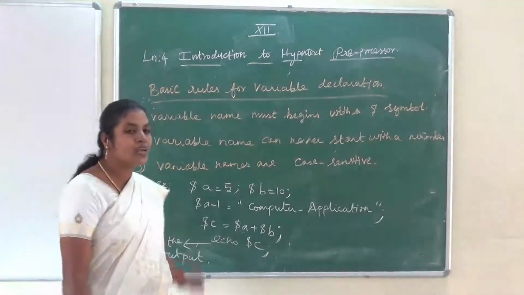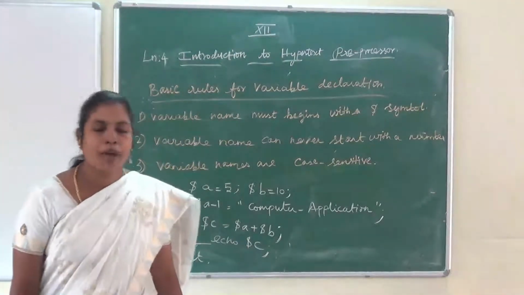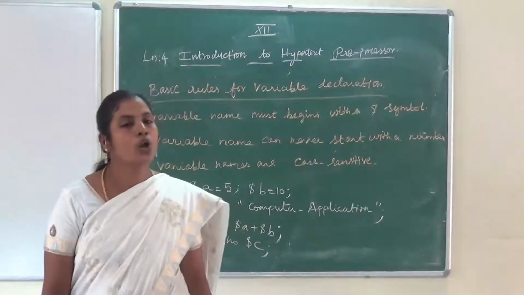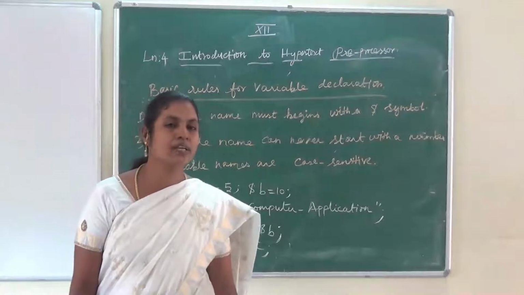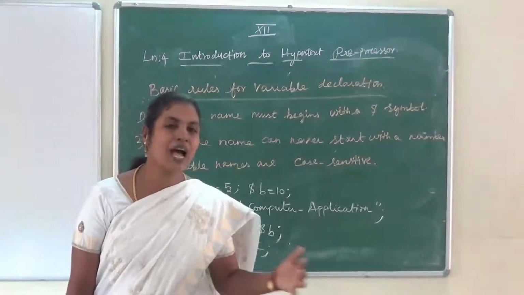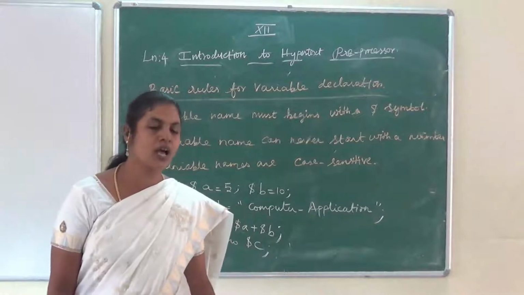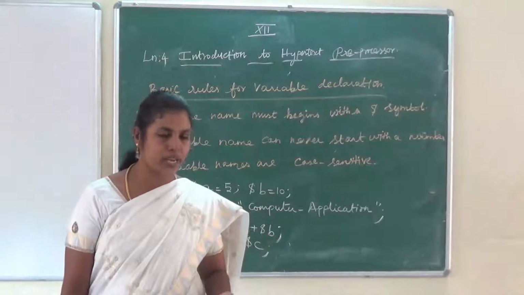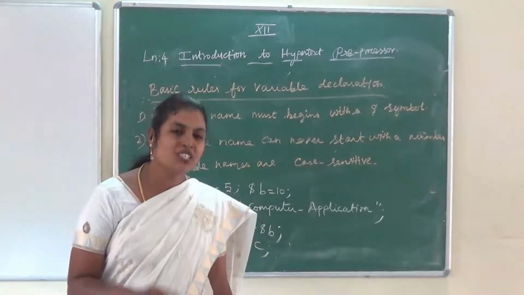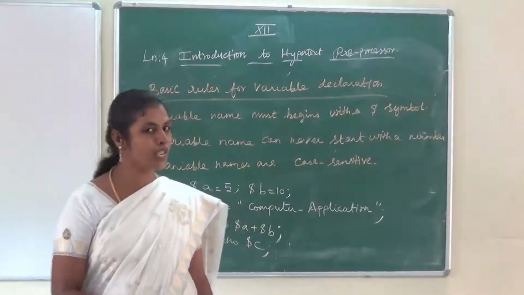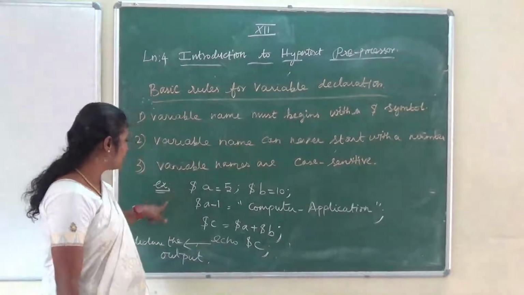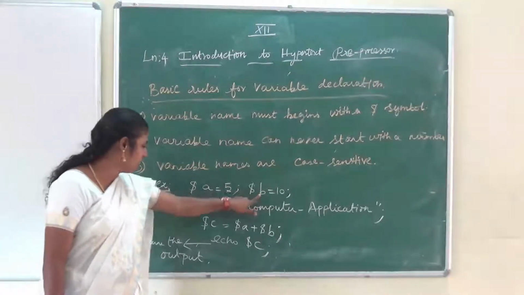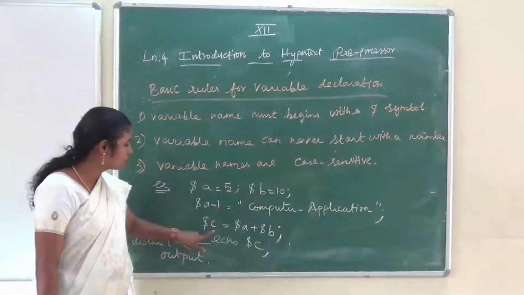Next one, variable names are case sensitive. Mostly variables are written in lowercase letters only, not in uppercase letters. Case sensitive means we have uppercase letters and lowercase letters, as we study in the alphabet. PHP variables should be specified with lowercase letters only. For example, I have written one example here. Here you see A, B, then here also A1, C.